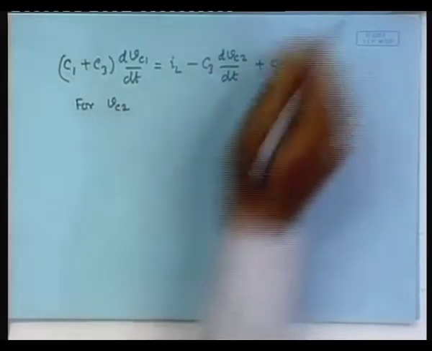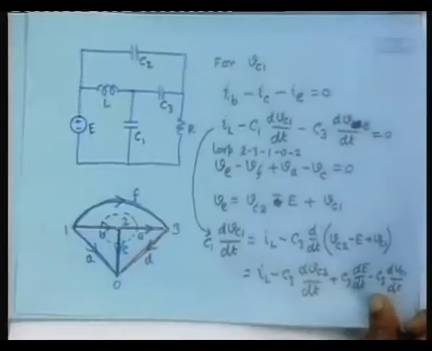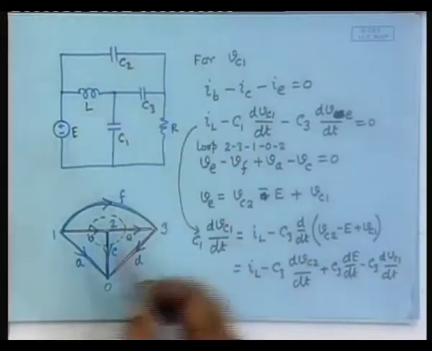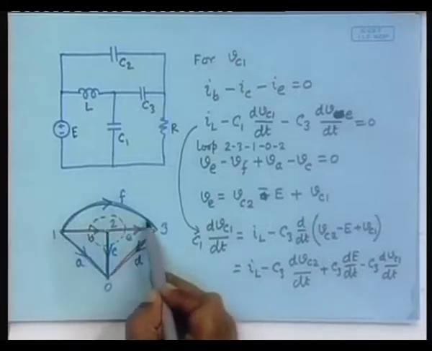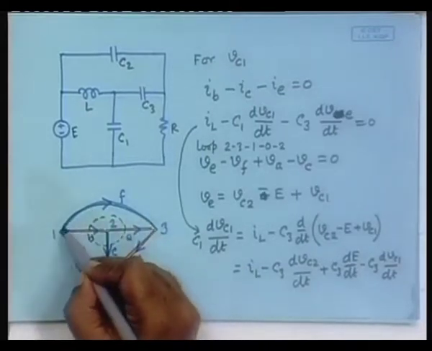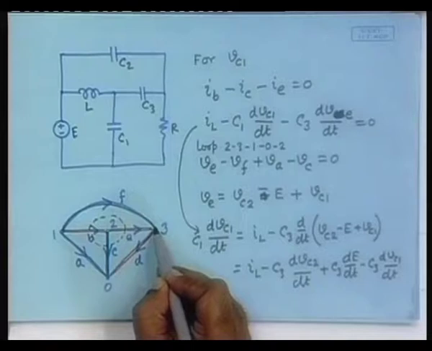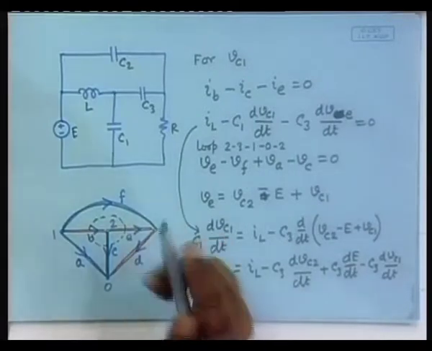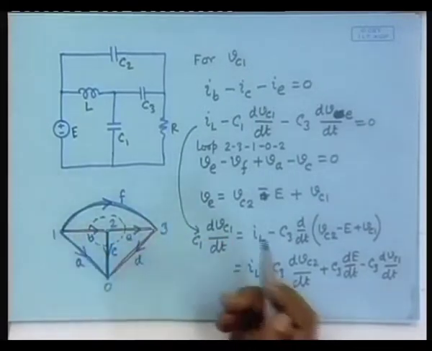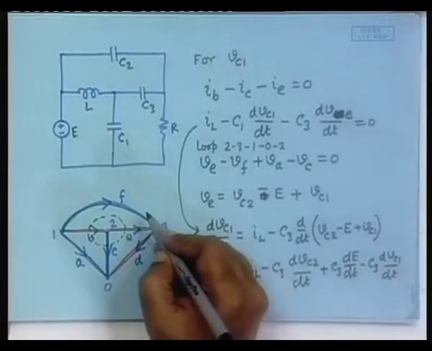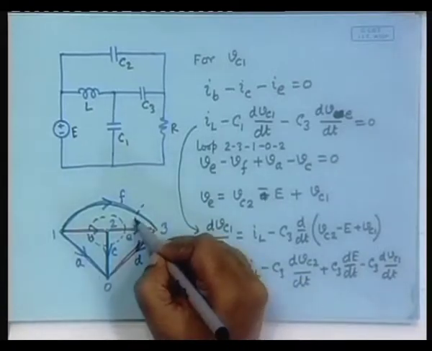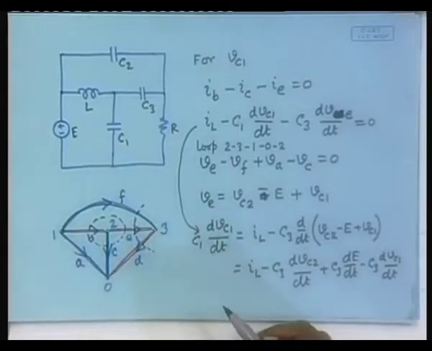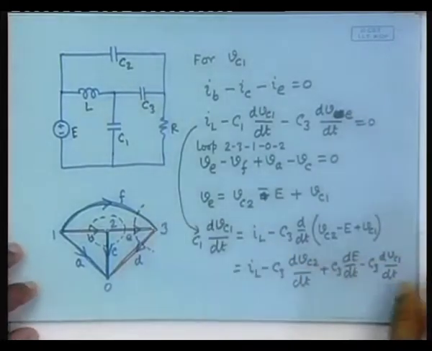VC2. Where is VC2? Here. And where is the branch that takes it? It is here. So, in order to write the equation for this, we will have to obtain a cut set that includes only this branch. So, it is this cut set. Now, we will think in terms of cut set, not just the nodes. So, it is this cut set.